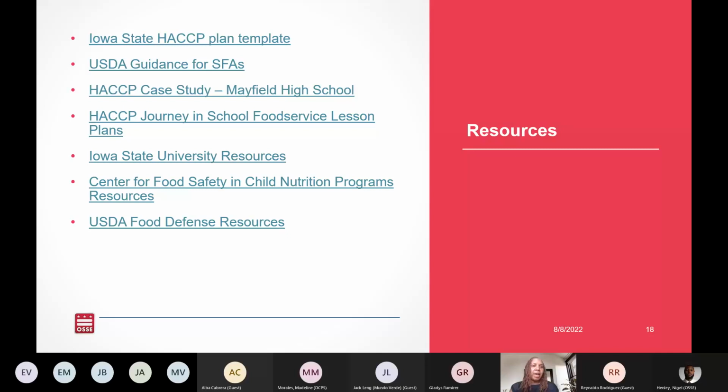In addition to that, there's some guidance from the USDA. There's also a HACCP case study for a high school. So if you're interested in seeing how HACCP can really be important when implemented in school systems, that would be a great resource for you. Again, there is some information from Iowa State and the Center for Food Safety and Child Nutrition Programs. That is a really wonderful organization that their job, as you can see, is to look for opportunities for food safety in all child nutrition programs across the board.